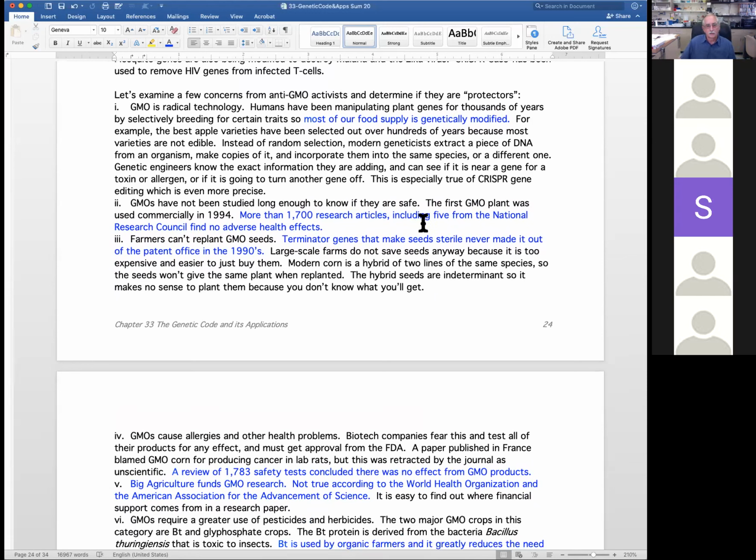Haven't been studied long enough? Yeah, I think we've been studying it quite a bit. Here's one that I keep hearing. Farmers can't replant the GMO seeds. So they talked about these Terminator seeds.